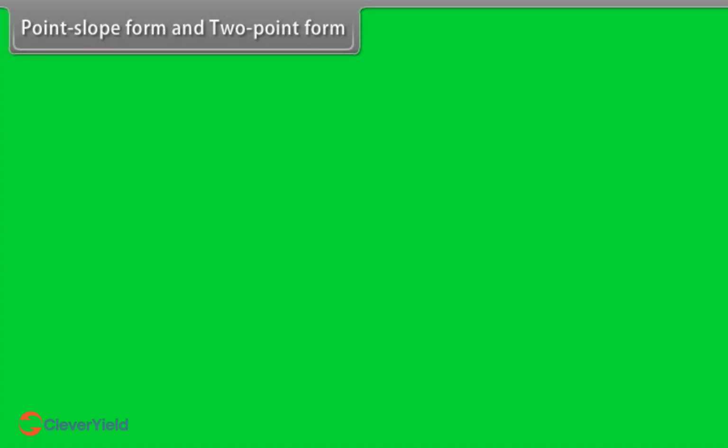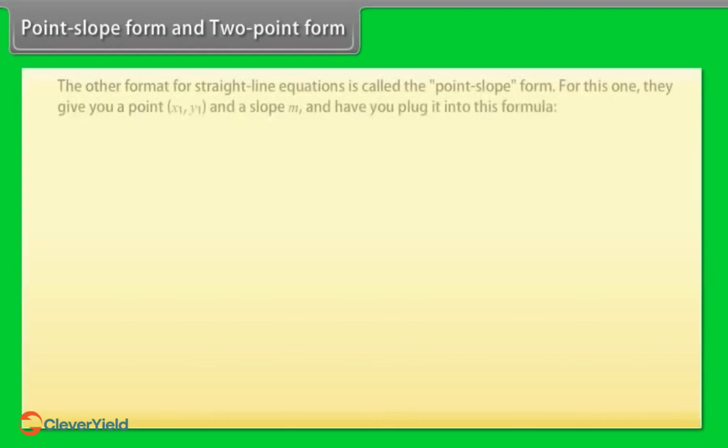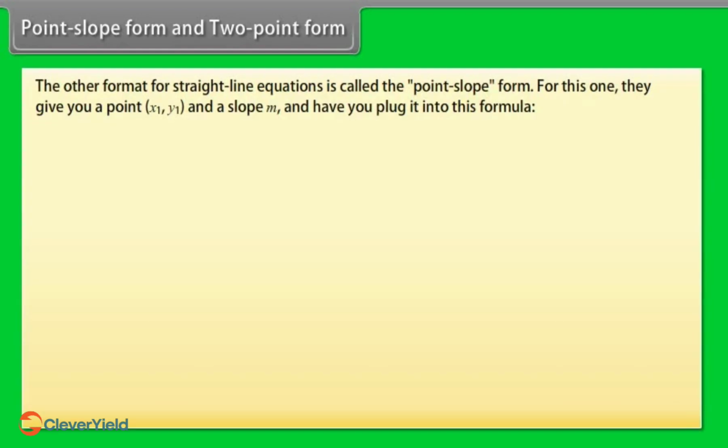Point slope form and two-point form. The other format for straight line equations is called the point slope form. For this one, they give you a point (x1, y1) and a slope m and have you plug it into this formula: y minus y1 is equal to m into (x minus x1).